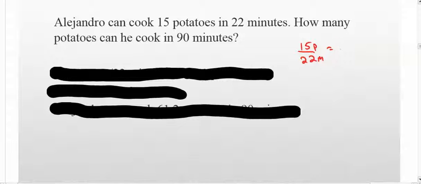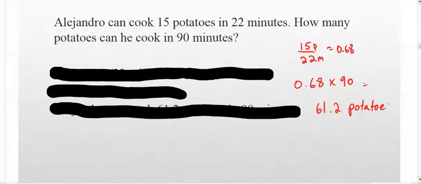So that would be 0.68 potatoes in 1 minute, and then you do 0.68 potatoes times 90, because we have to figure out how many he can cook in 90 minutes, which equals 61.2 potatoes in 90 minutes.